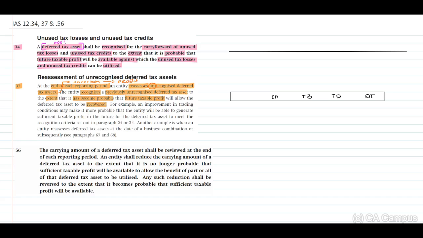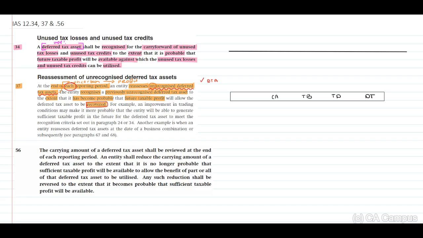Remember, if we recognize a deferred tax asset, that means that there should be future income to be able to write off that deferred tax asset. Therefore, now, in the following year, they indicate to us that at the end of each reporting period, if we now identify that there is a deferred tax asset that we did not recognize due to uncertainty, we may now recognize that deferred tax asset, but only to the extent that we will be able to recover that amount, right?